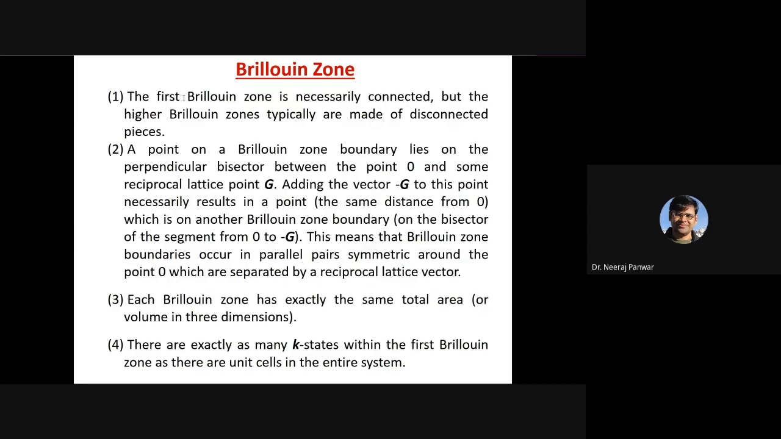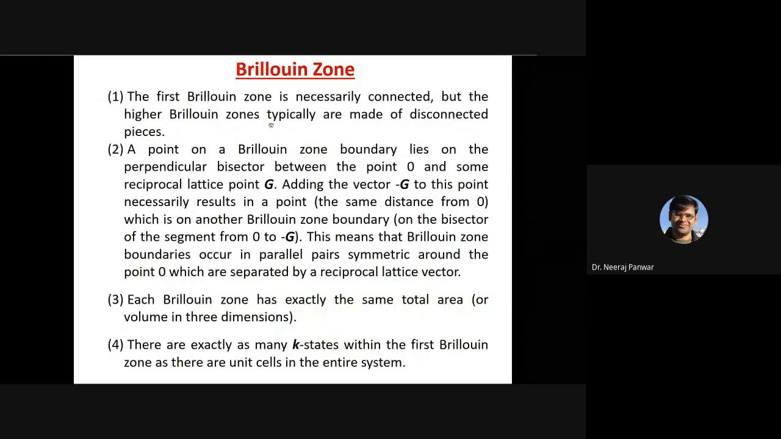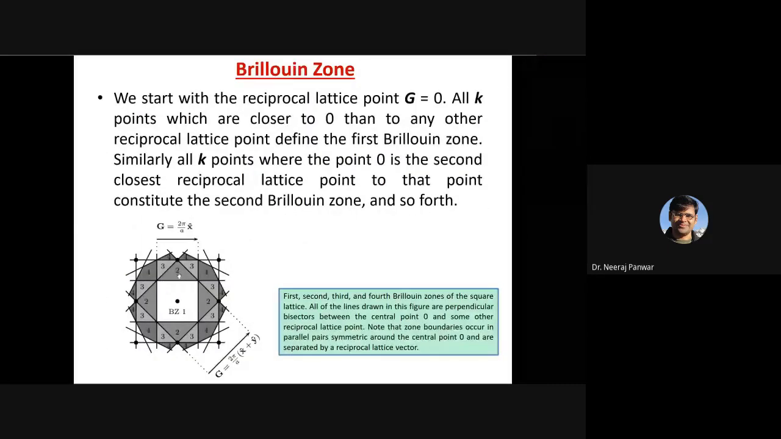So like this. Now a little bit more about the Brillouin zone. The first Brillouin zone is necessarily connected. So you can see this is a complete diagram. It is a complete square. Whatever figure you take, the first Brillouin zone will always be complete. But if you see all other Brillouin zones, they have disconnected pieces. One part of the second Brillouin zone is present here, the other one is here, the third one is here, the fourth one is here.